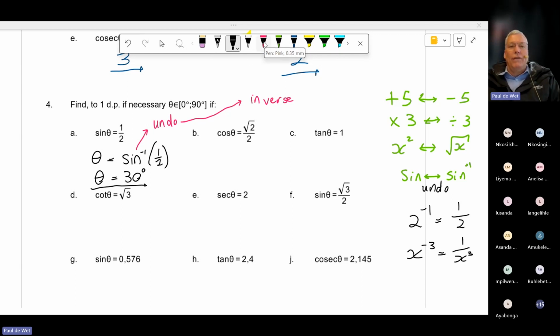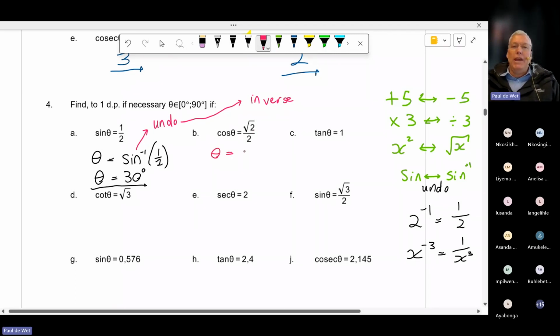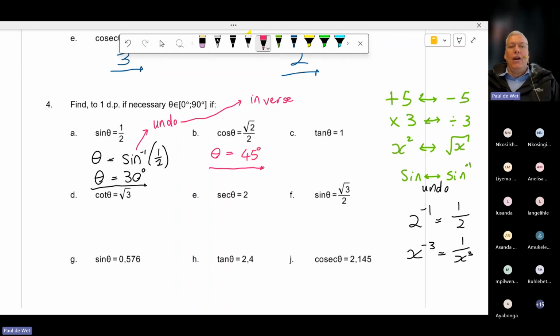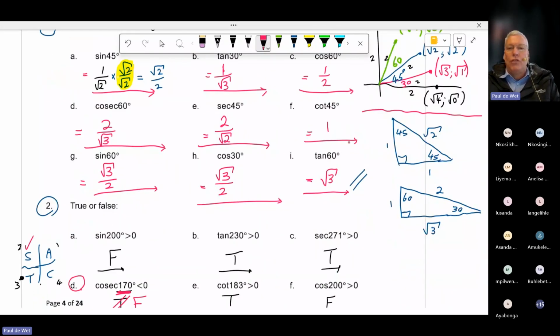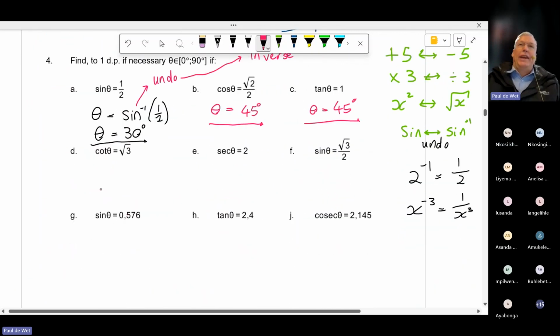Now, cos of an angle is root 2 over 2. What is the angle? We do these ones together. It will be 45 degrees. Tan of theta is 1. What is the angle? It's 45 degrees. Remember, if I go back to my triangle, tan of 45 is 1. Or on the Cartesian plane, tan of 45 is y over x, root 2 over root 2, which is 1.